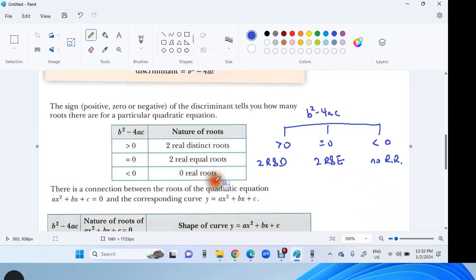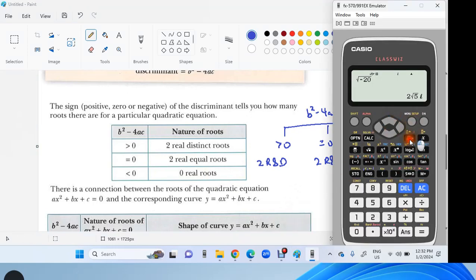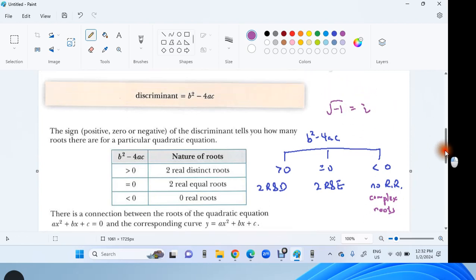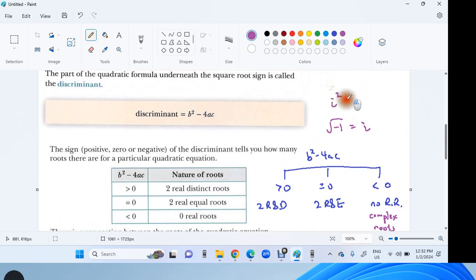You said 0 real root. Zero real root is no real root. You cannot say it is no root. No root is not correct, because from the calculator, we can see that the roots that we have are complex roots. Okay, complex number, complex roots. We have the square root of negative 1 is i, the imaginary number. So we have i squared equal to negative 1.